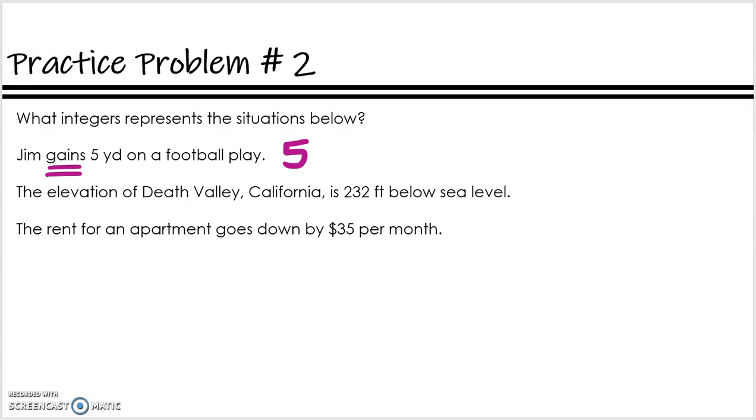The elevation of Death Valley, California is 232 feet below sea level. Okay, if you were to draw a picture, sea level would be 0, mountains and stuff would be above sea level, and then some valleys, things like that are below sea level. So below tells me that it's -232. The rent for an apartment goes down by $35 a month. Down tells me that that is -35.